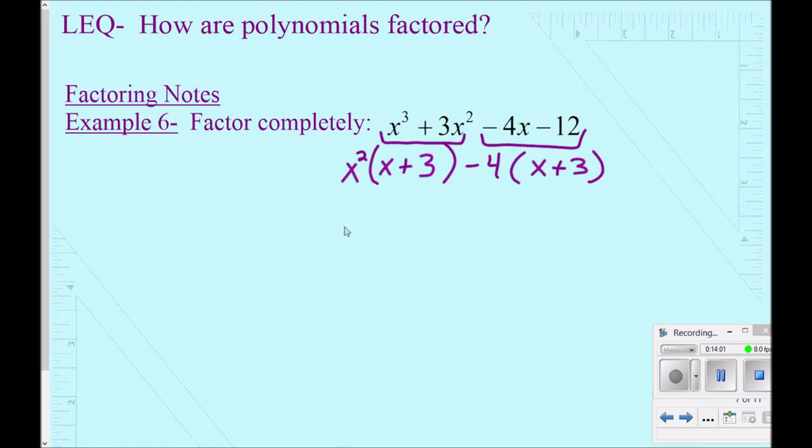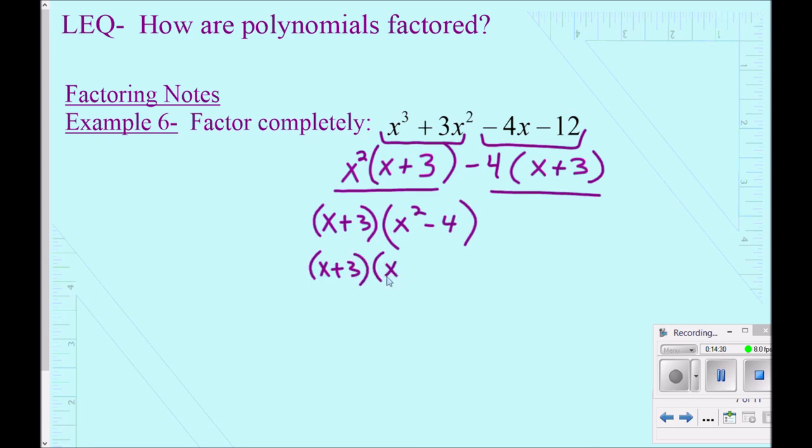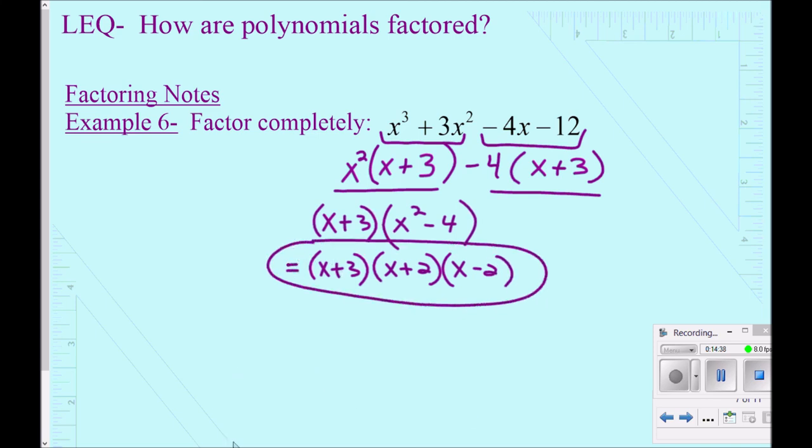So now I have a problem similar to what we did before in the last several examples. I have a term, minus sign, and then a term. So I've underlined. Now, what I see in common is the x plus 3. What I'm left with after factoring out that binomial is x squared minus 4. That I can see as difference of squares, so I'm going to factor it using the difference of squares technique. And I'm finished.